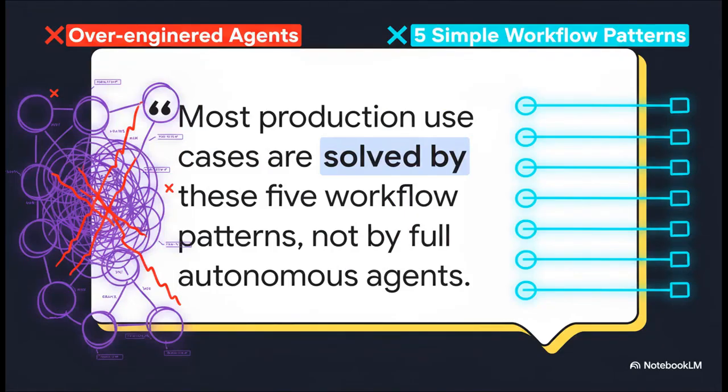And this brings us to what might be the single most important takeaway from this entire explainer. Here it is. Most of the problems you're actually trying to solve in a real production environment don't need some complex, unpredictable, fully autonomous agent. They can be solved more reliably, more cheaply, and more safely using one of these 5 workflow patterns. Over-engineering is the real enemy here.